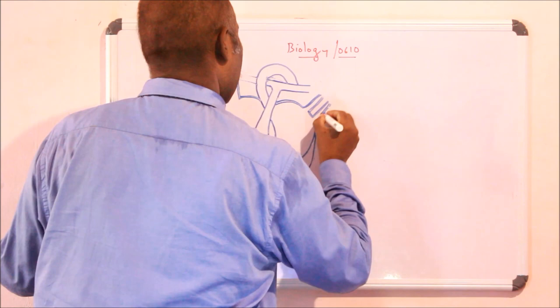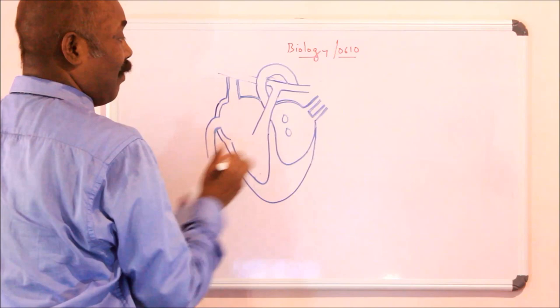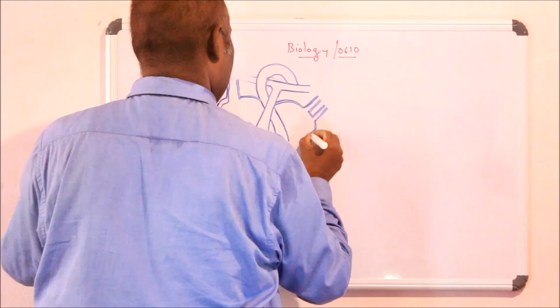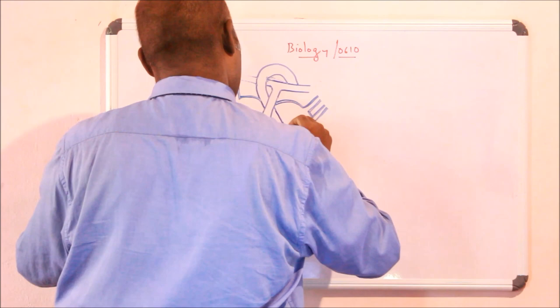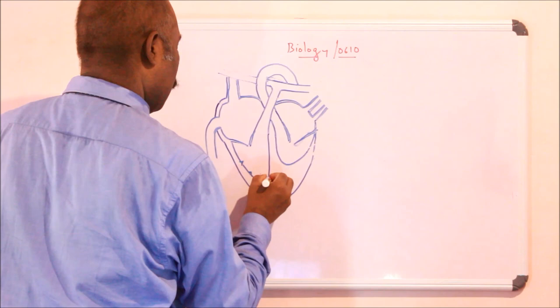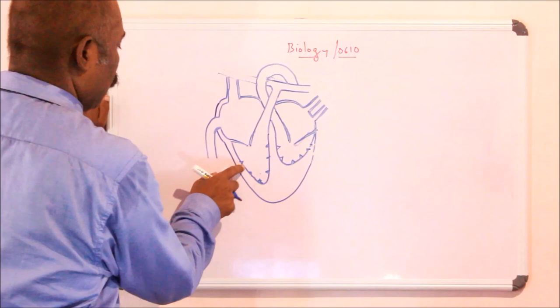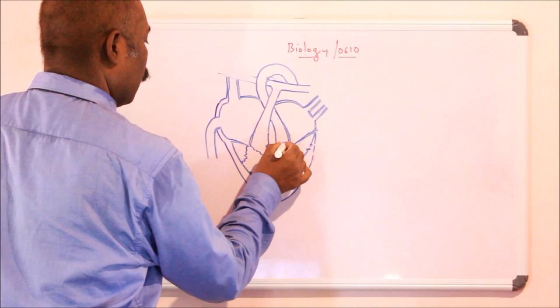Two holes you can put here. Two pulmonary veins come from the left lung and two from the right. And again this aorta, I did not finish the aorta. Here also I have to draw the walls, and these fibers, the popping shape fibers. Then the tendons.